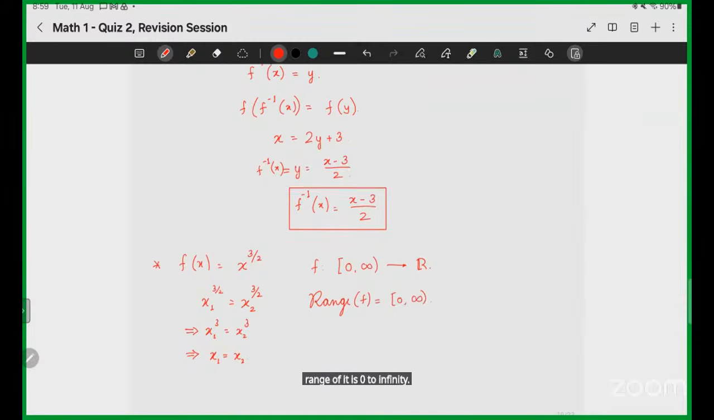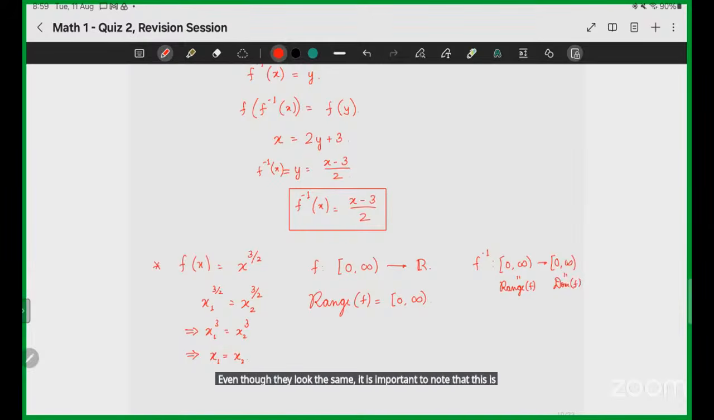So I can define f inverse from range of f to domain of f. This is range of f. Even though they look the same, it is important to note that this is how we get it. Range of f to domain of f. And suppose your f inverse of some number x is y, then you will have x is equal to f of y, once again by operating f on both sides. So x is y to the 3/2.